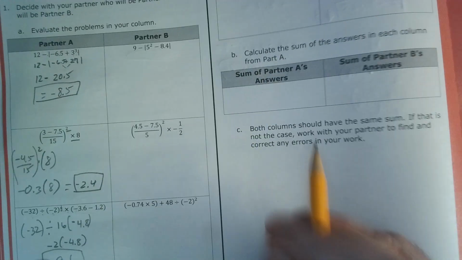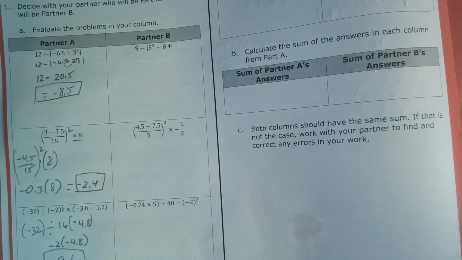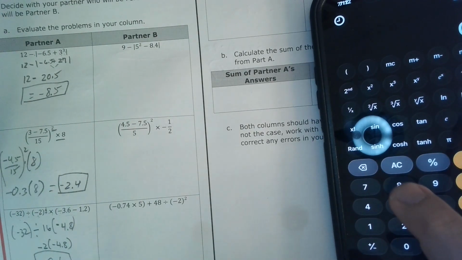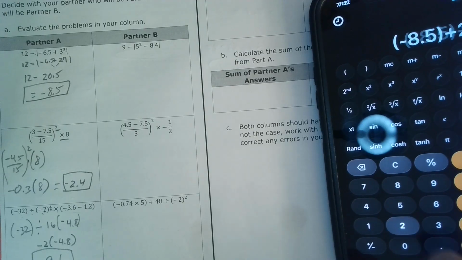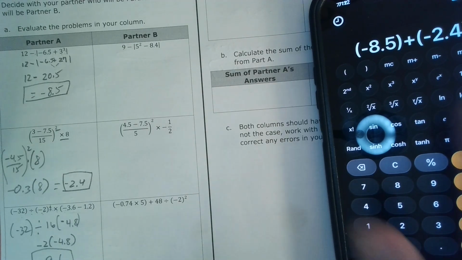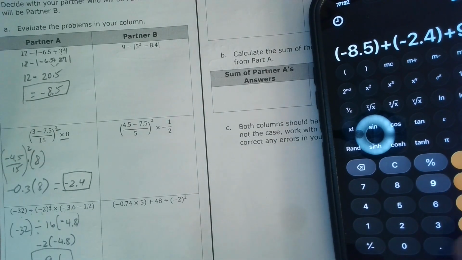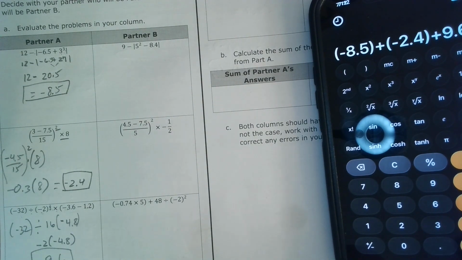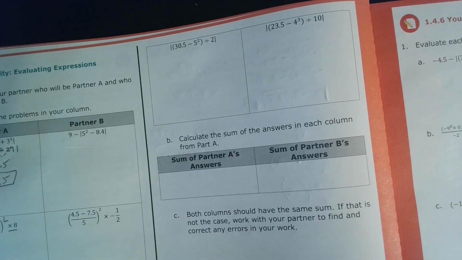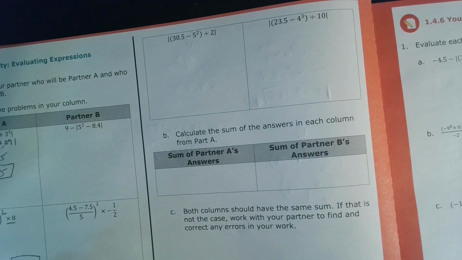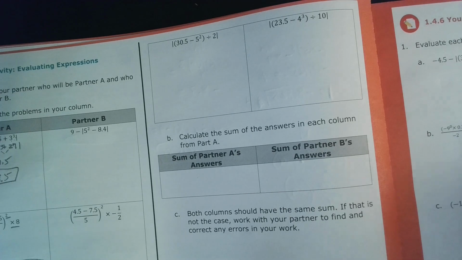So it wants to know partner A's the sum of their answers. So we got 8.5 plus 2.4 negative. It would have been just minus, but I'm just doing this, and then it's plus 9.6. Oh, I forgot this one up here. Hold on. So we got these three. I'm going to write it down here, negative 1.3. I won't have to do the last one.